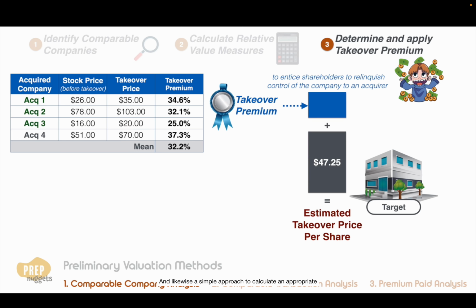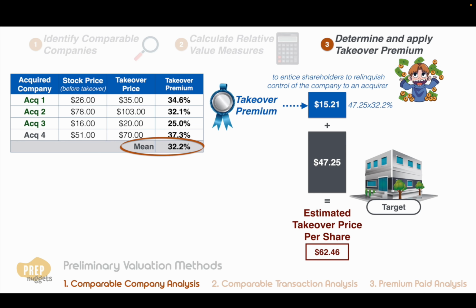And likewise, a simple approach to calculate an appropriate takeover premium would be to calculate the average. So in this case, the mean premium would be 32.2%. This means that the takeover premium should be $15.21 based on the market value of the target share price. If we add on the takeover premium to the estimated stock value, the estimated takeover price per share for the target company is therefore $62.46.